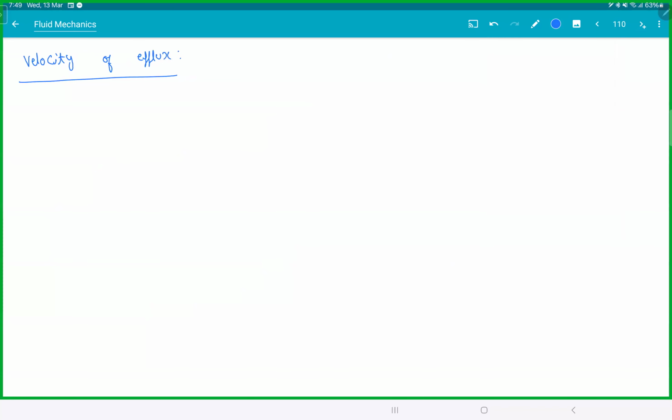So this is nothing but, consider a container with a hole of small area a at a depth h from the surface. The speed with which the liquid comes out of the hole is called velocity of efflux.